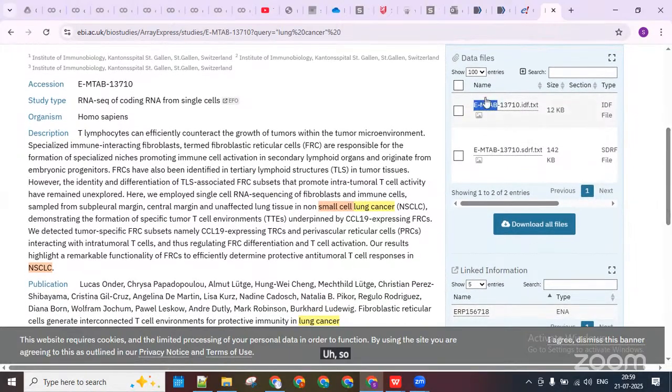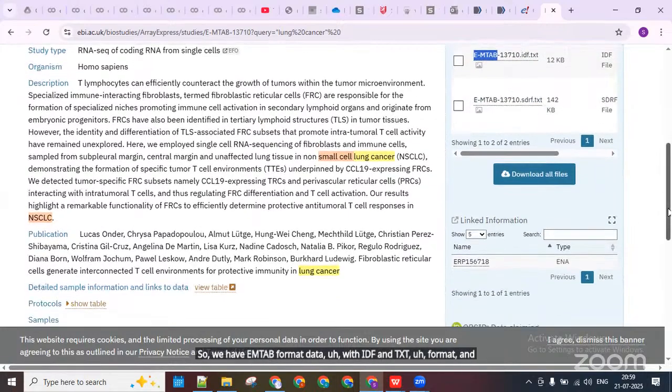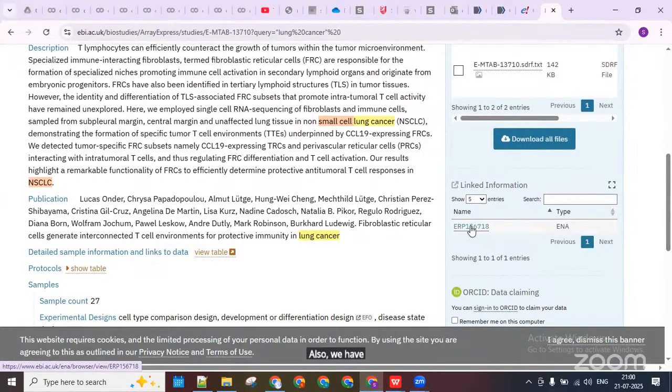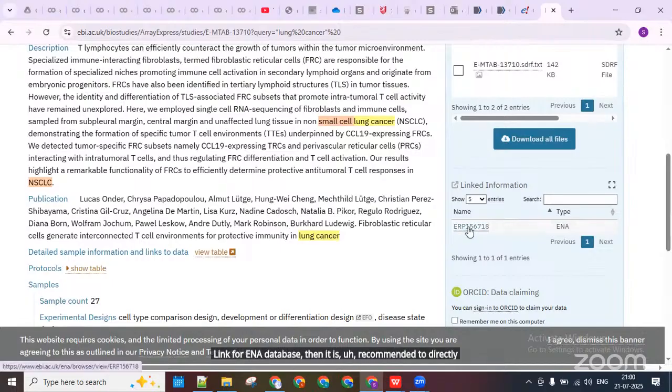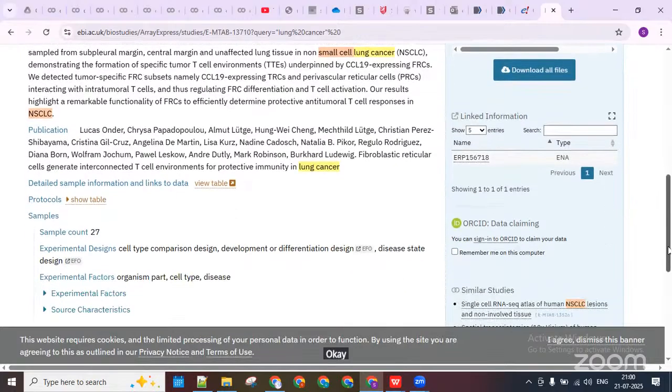So we have MAGE-TAB format data with IDF and TXT format. And now we can see here, and we can download these files. Also, we have the link for the ENA database. The same data set is available in the ENA database. The ENA database is basically used to download the raw data. So if we have the link for the ENA database, then it is recommended to directly go to the ENA database and download the samples from there. Okay, so that we can do.